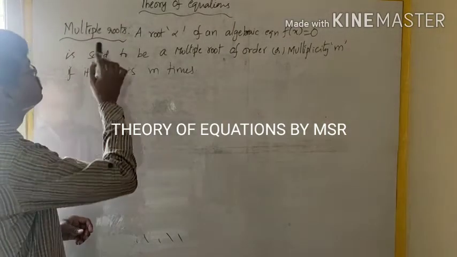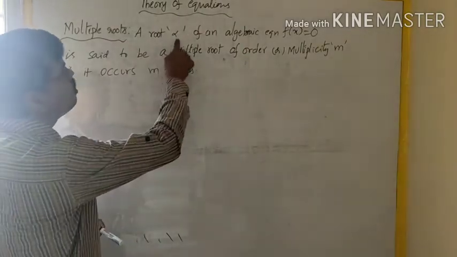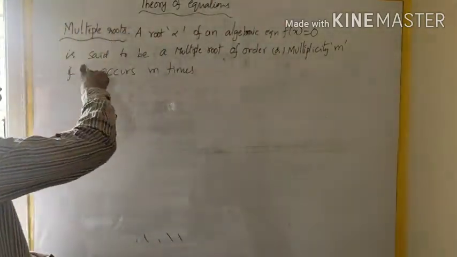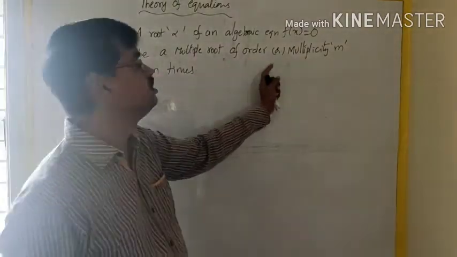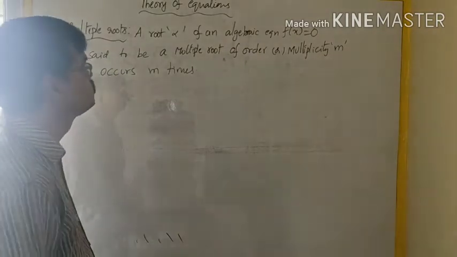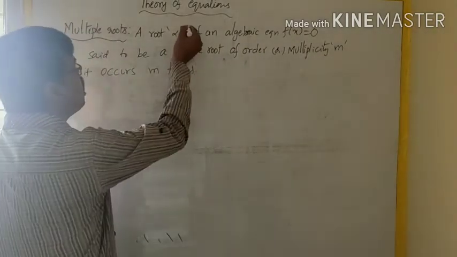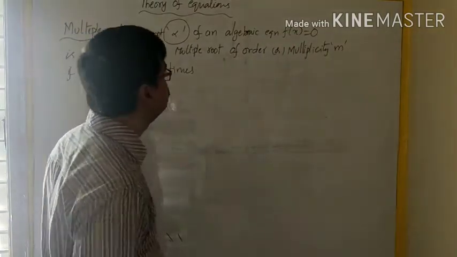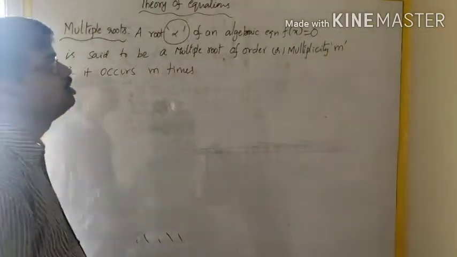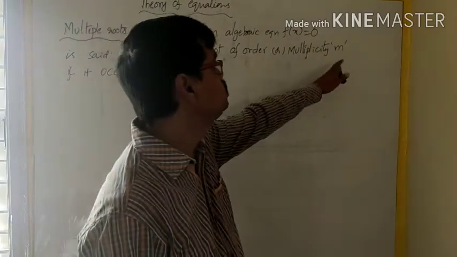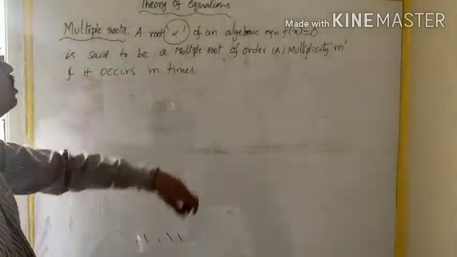See, multiple roots. A root alpha of an algebraic equation f of x equal to 0 is said to be a multiple root of order or multiplicity m if it occurs m times.